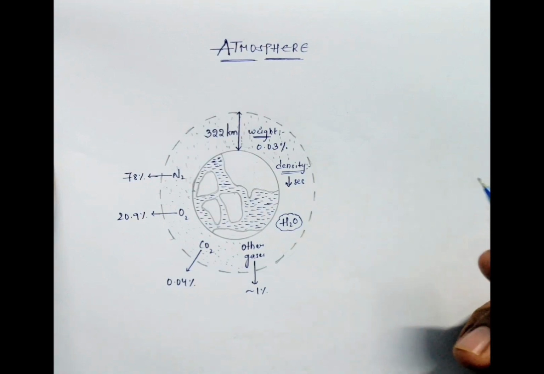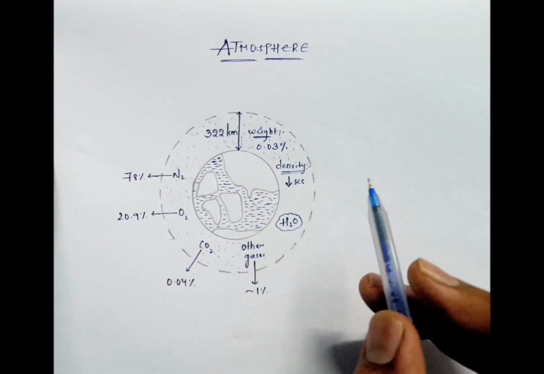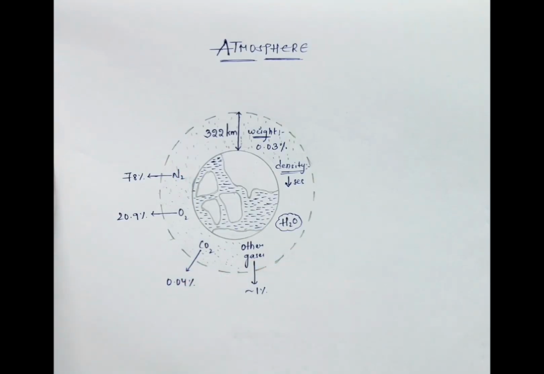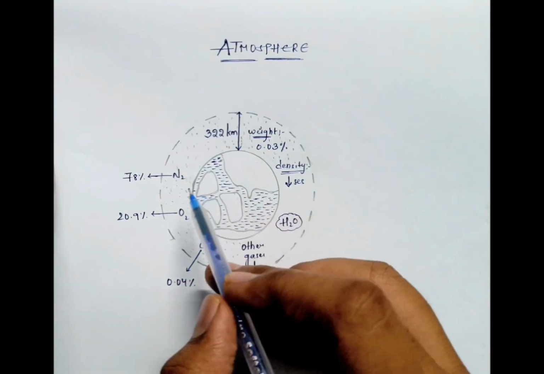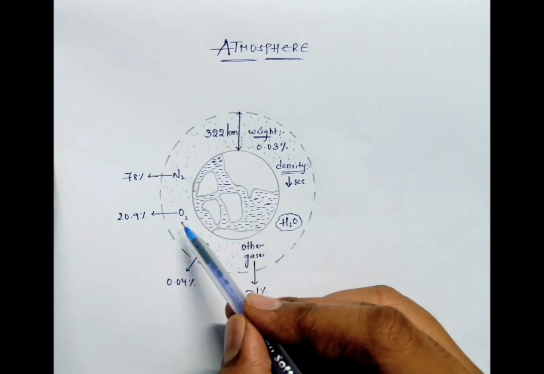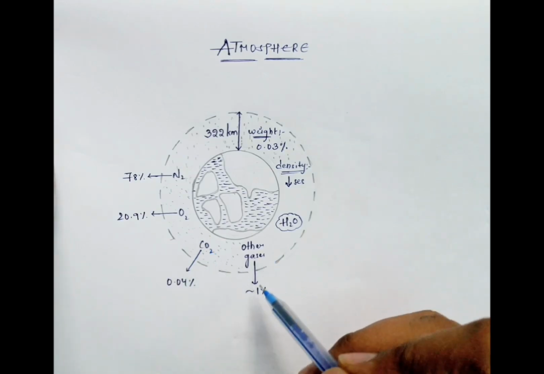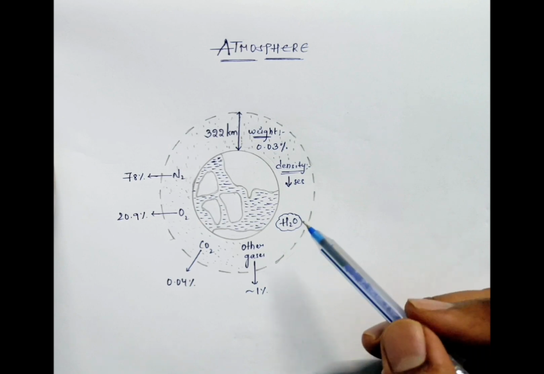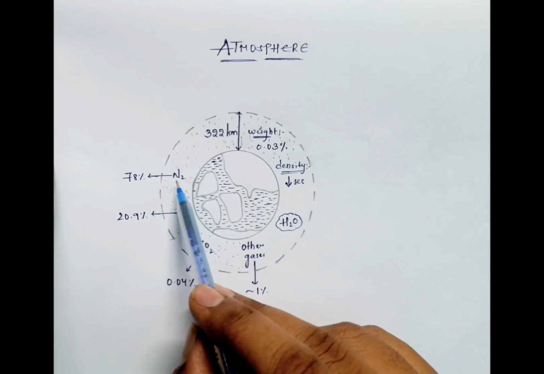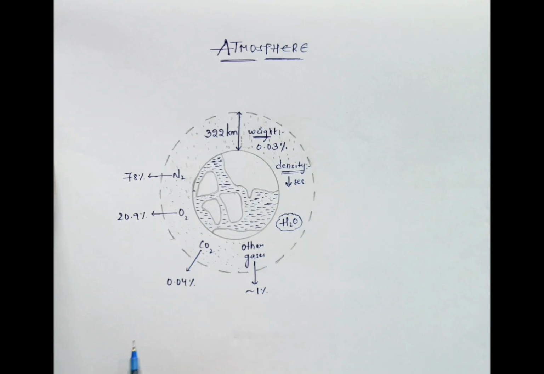And next you can draw a table about composition of atmosphere friends, atmospheric gases. So nitrogen gas occupies 78% of atmospheric air friends. Next, oxygen 20.9%, carbon dioxide 0.04% and other gases nearly 1% friends. Okay friends, height, weight, density, and you can draw a table showing the percentages of nitrogen, oxygen, carbon dioxide and other gases friends.